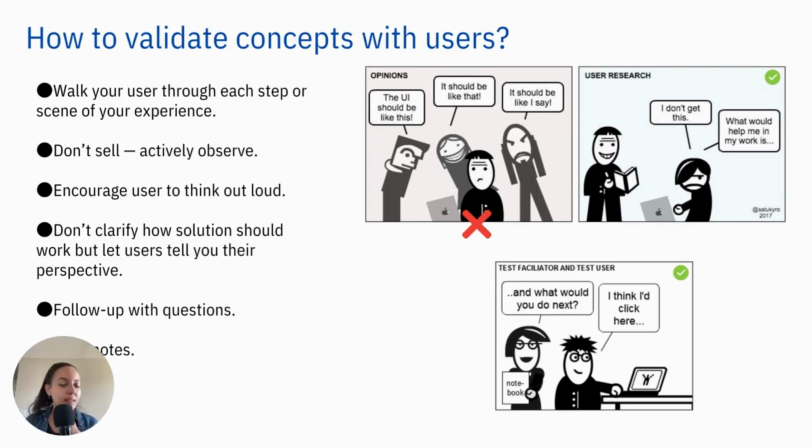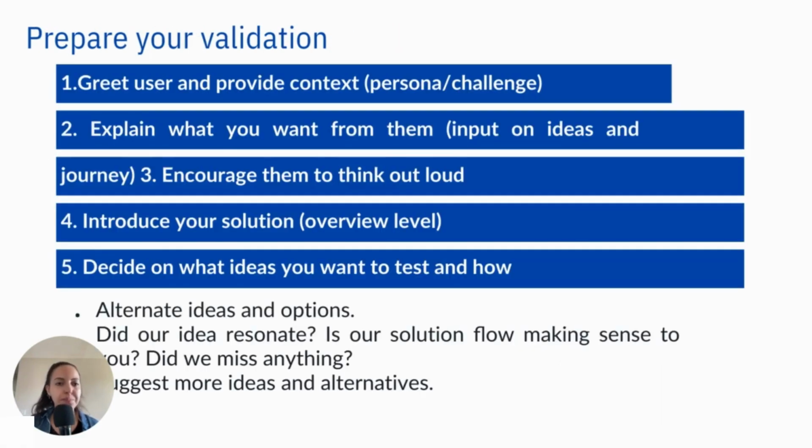So don't sell. Actively observe. Because if you start selling your solution and explaining it, it means you're completely not getting feedback and your solution has serious problems. Encourage users to think out loud. Make sure you walk them through each step. I mentioned this: don't clarify things. Let them explain how things are confusing and why. Follow up with questions and take notes. Take notes, take notes, take notes, please, and record.